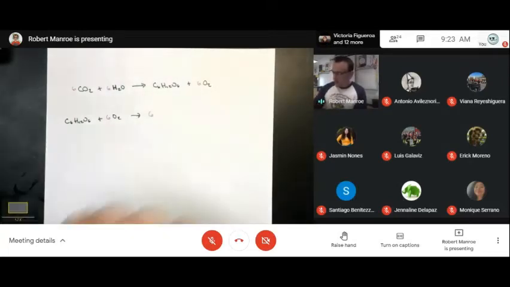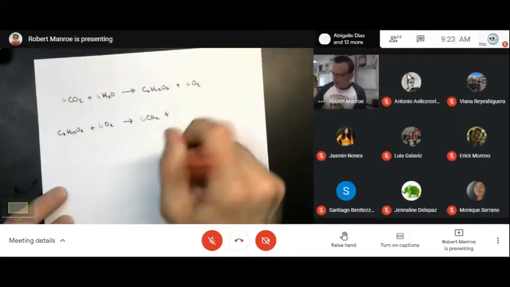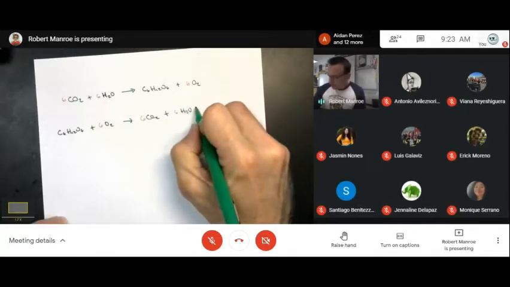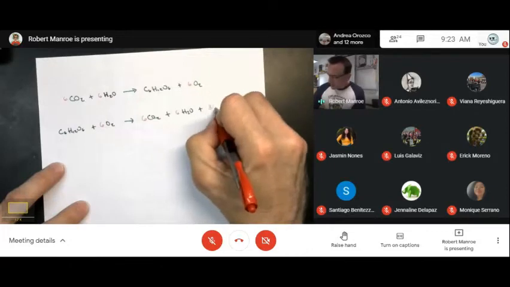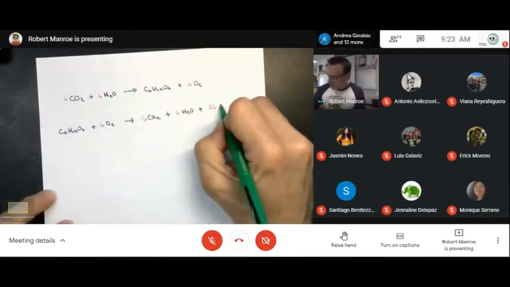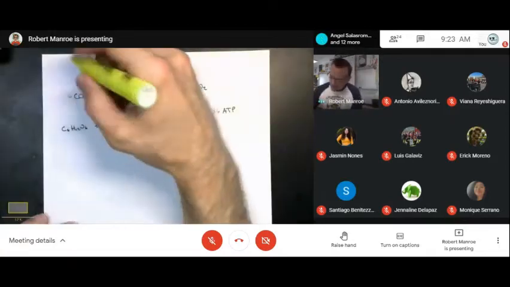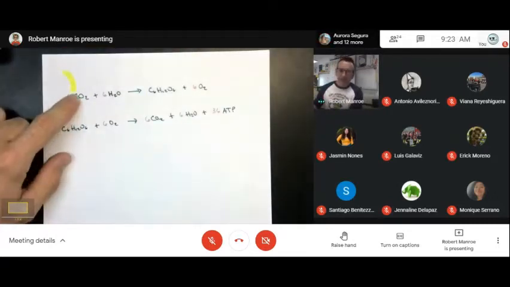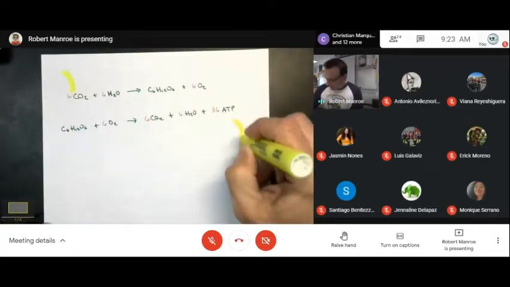Then 6 moles of CO2 and 6 moles of water. And then per glucose, you produce 36 ATP, like such. So there is the balanced equation. What I want you to focus on is the energy that comes in here, and it doesn't come in directly to the carbon dioxide, of course, and then the energy that comes out here.